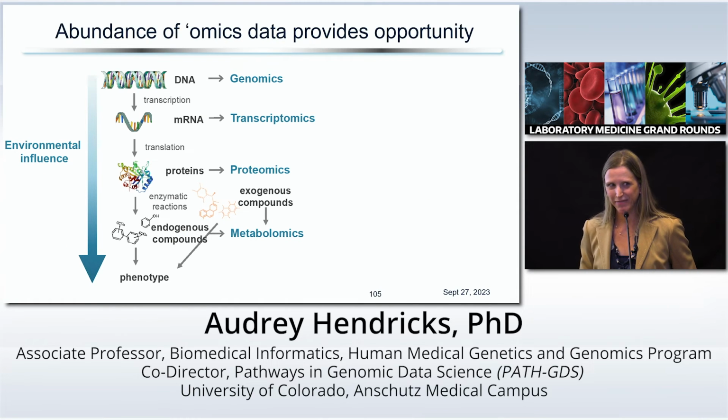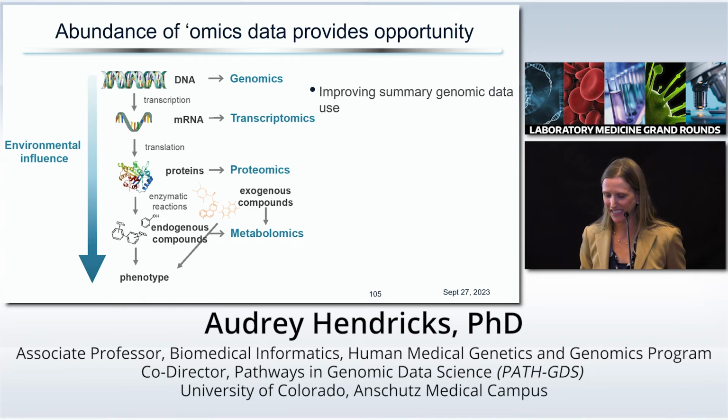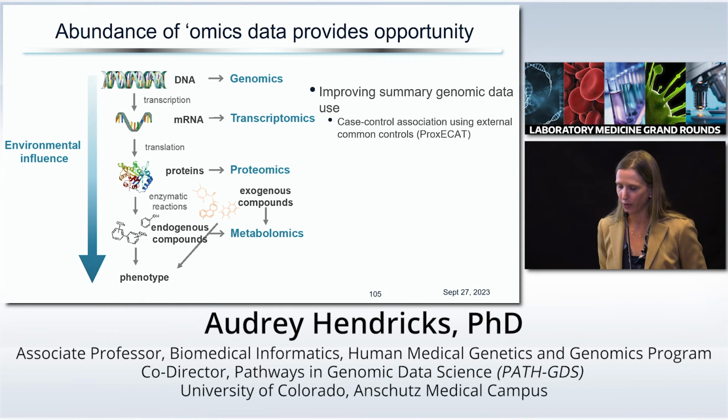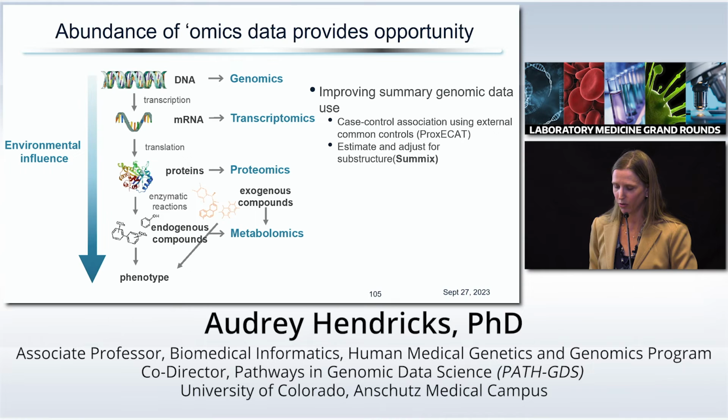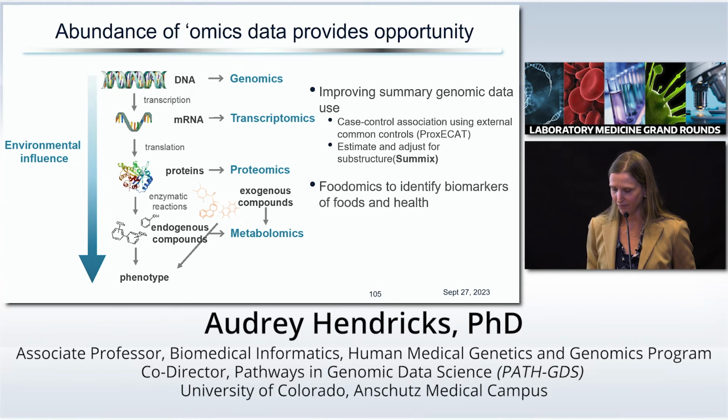So hopefully by this point, you have seen that there's an abundance of omics data that provides a lot of opportunities. We can improve the use of summary genomic data through having methods for appropriate case control analysis using external common controls and estimating and adjusting for substructure, and we can use metabolomics to identify biomarkers of foods and health.